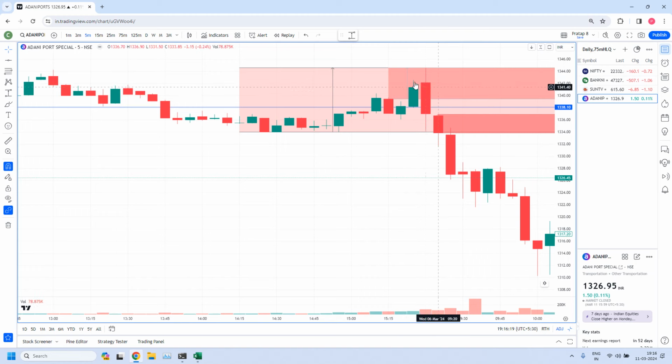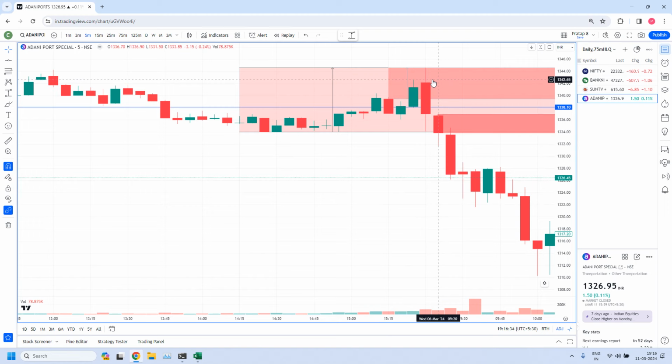Because the 5-minute price structure is not good, definitely this zone will be violated. It has to be violated. That is what we have seen. Many such zones are violated, but there is one exceptional condition.